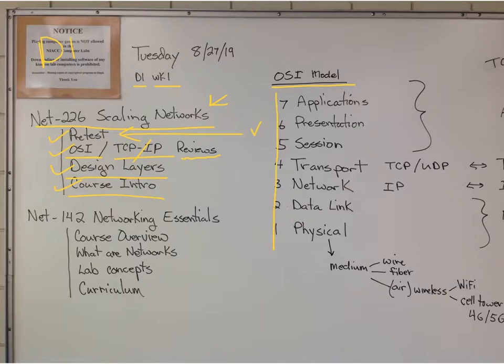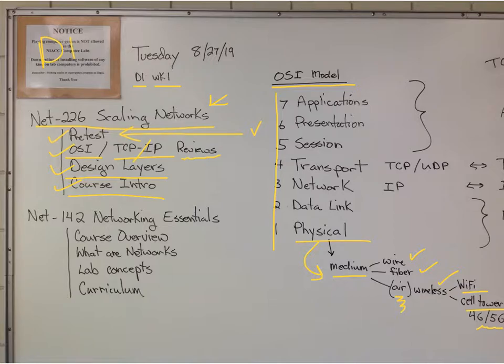So the students tried to list the layers from memory, and so we started here. We talked about the physical layer, the medium we're going to send it across, how we're going to send the bits across some medium: fiber, wire, wireless through the air. And this is not all the options, but the two main options we talked about: 4G, 5G, Wi-Fi.